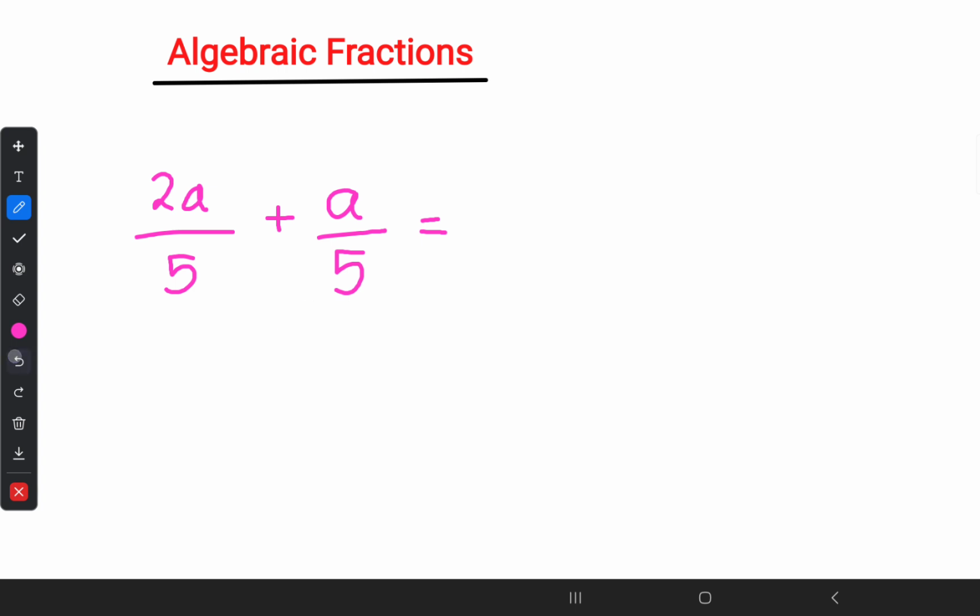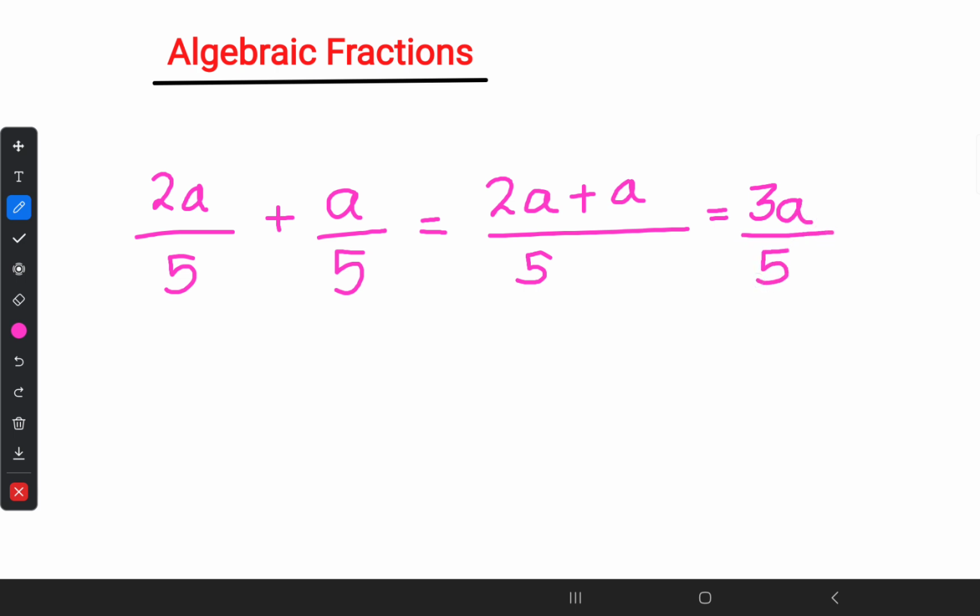Since the denominators are the same in this case, in your final answer also 5 will be the denominator. In the numerators, you should do the operation between the numerator values, 2a plus a. So 2a plus a will become 3a. The denominator is 5. This is what you should do.